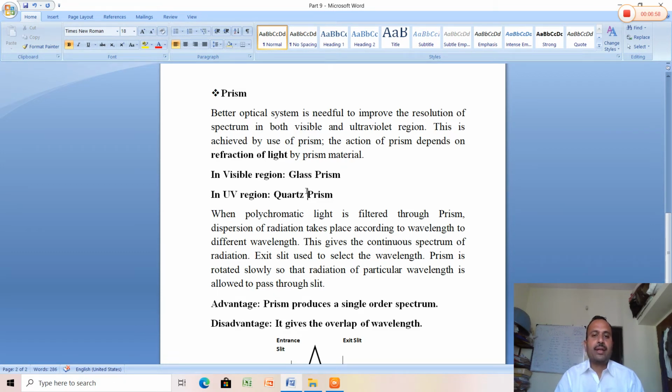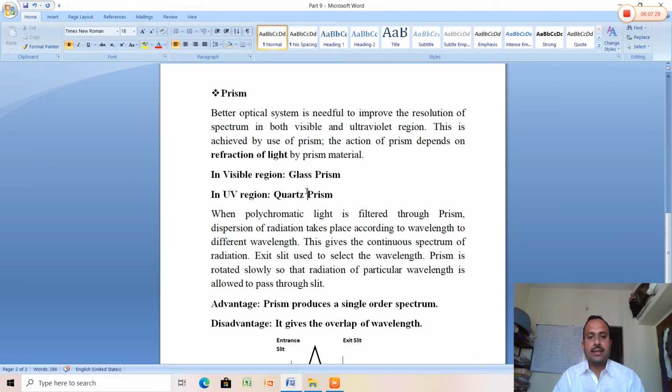When a polychromatic light is passed through a prism, dispersion of radiation takes place according to wavelength. Now the prism acts on the refraction of light, but when white light or polychromatic light is allowed to pass on the surface of the prism, at that time dispersion of light takes place into different wavelengths. So we get a continuous spectrum of radiation.